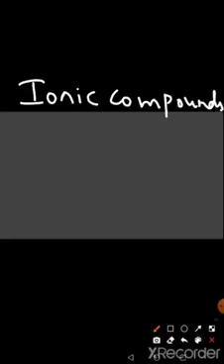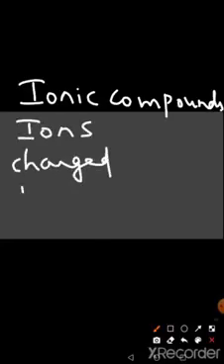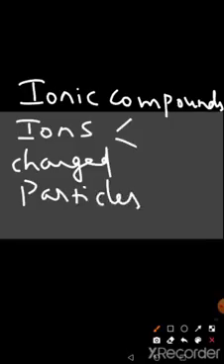So we are talking about ionic compounds. Before learning this, let's learn what ions are. Ions are nothing but charged particles. These are mainly of two types, cation and anion.